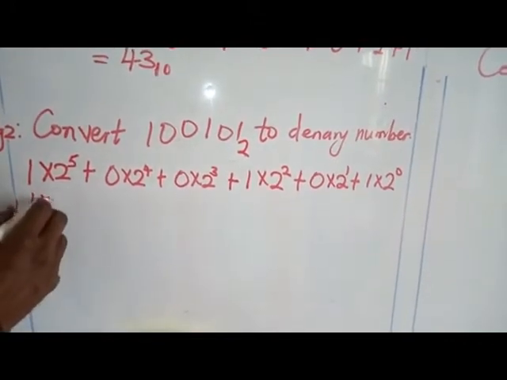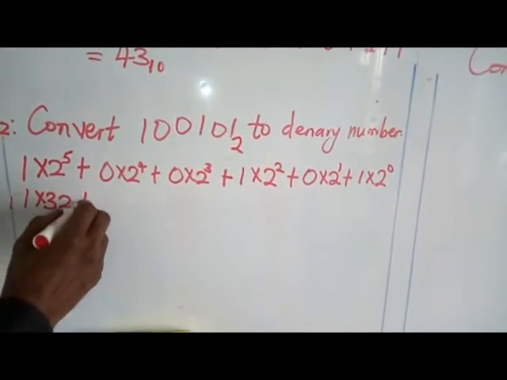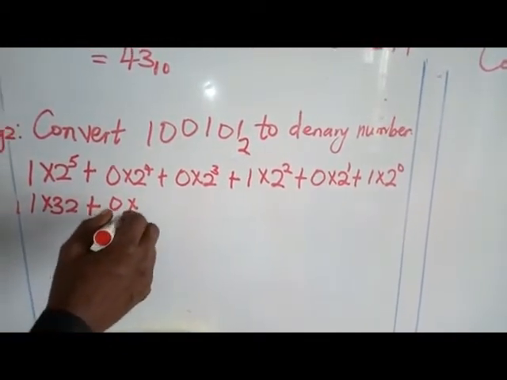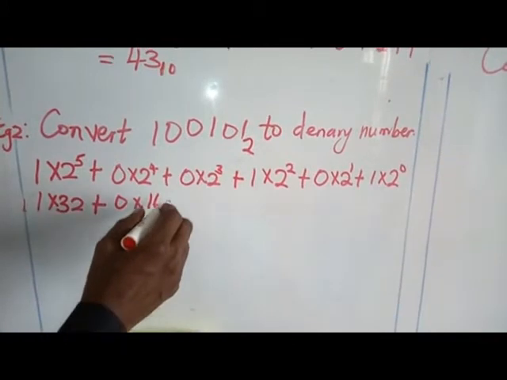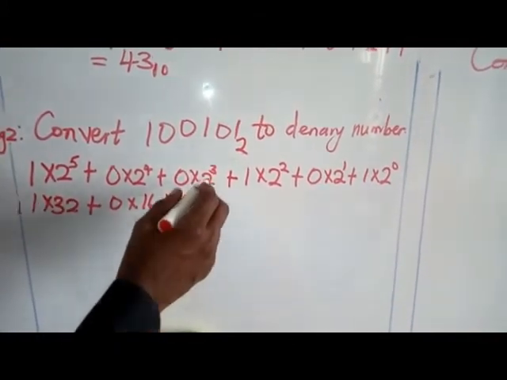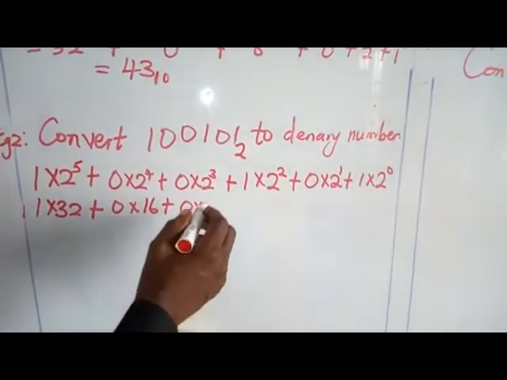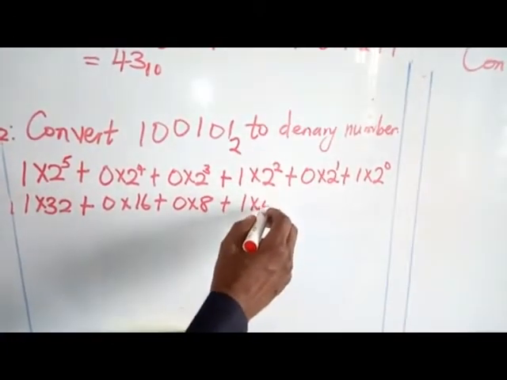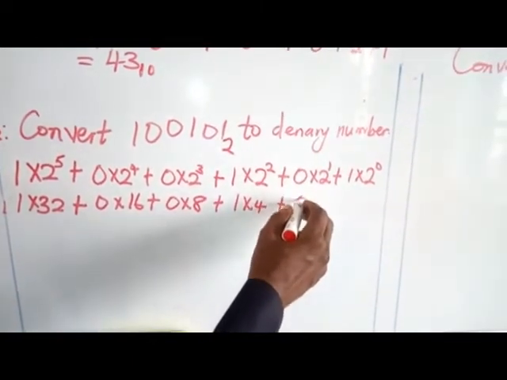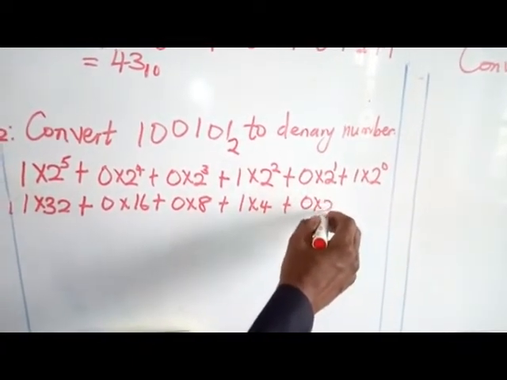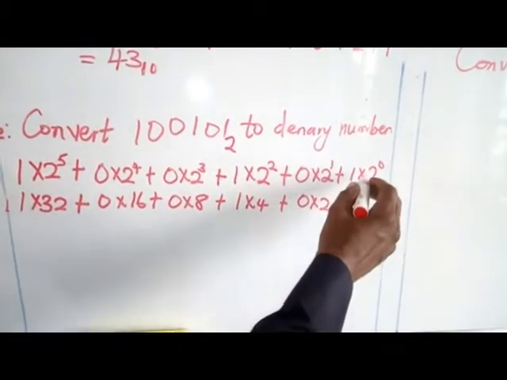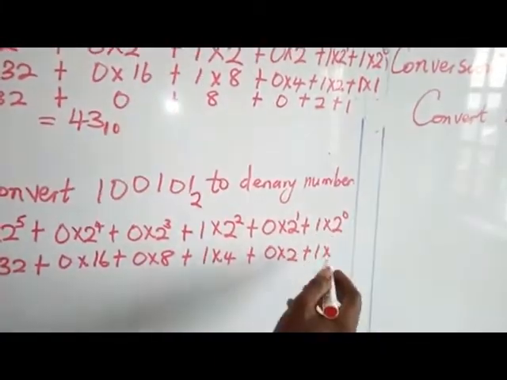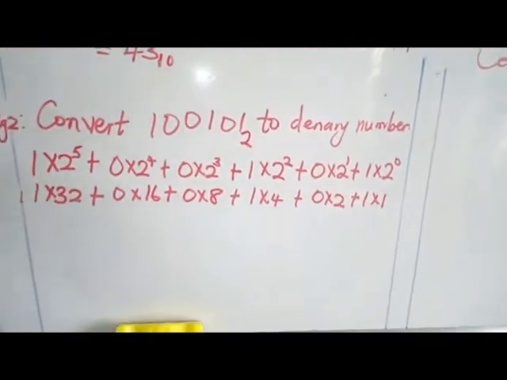So 1 times 32, plus 0 times 2 raised to power 4, which is 16, plus 0 times 2 raised to power 3, which is 8, plus 1 times 2 raised to power 2, which is 4, plus 0 times 2 raised to power 1, which is 2, plus 1. Remember, I told you in the first example that any number raised to power 0 is always 1. So don't forget that.